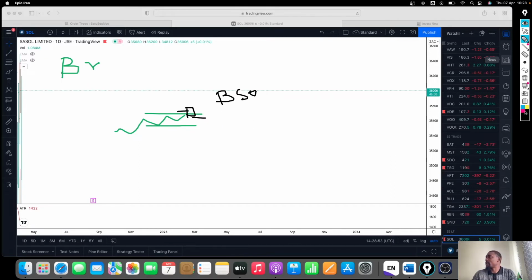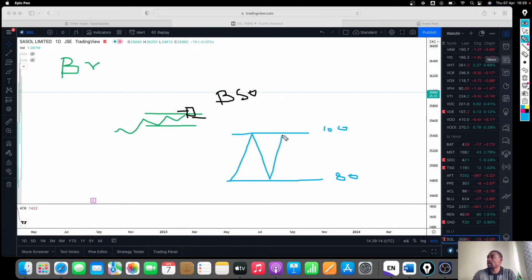Other people trade what is called support and resistance. So we find that the price is trading in a range. Let's say it's trading between 80 rand and 100 rand, so it's a 20 rand range. You see that the price goes up, finds resistance, then bounces down to the support level, finds support, then bounces up again, meeting the resistance.